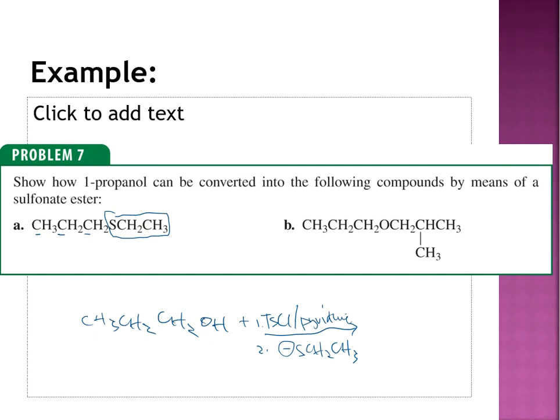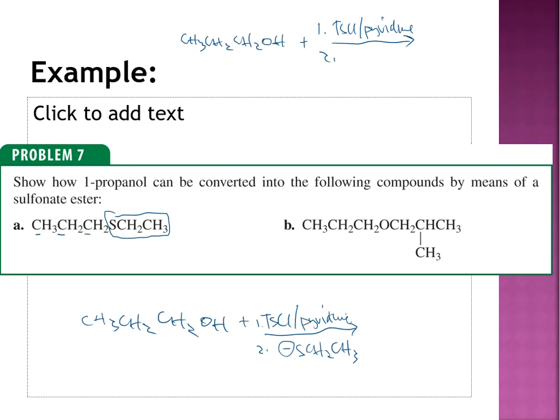Now, if I take a look at part B, let's look at that one. Part B says the same thing, starting with propanol. Okay, so CH3, CH2, CH2OH, and I need to add on a sulfonate ester. Well, the preferred sulfonate ester here is tosyl chloride with a little bit of pyridine.